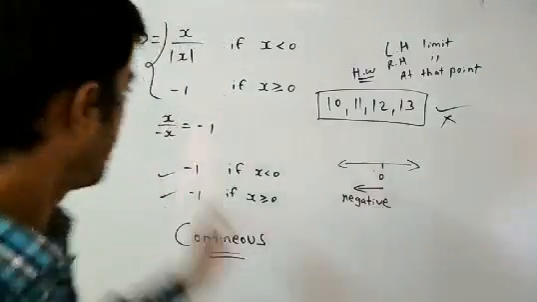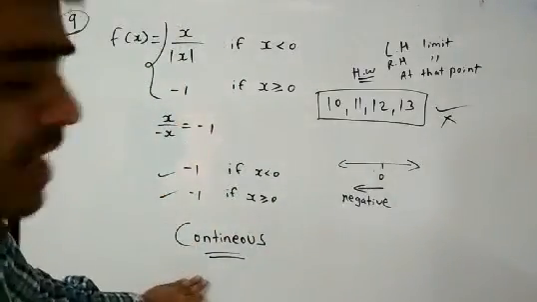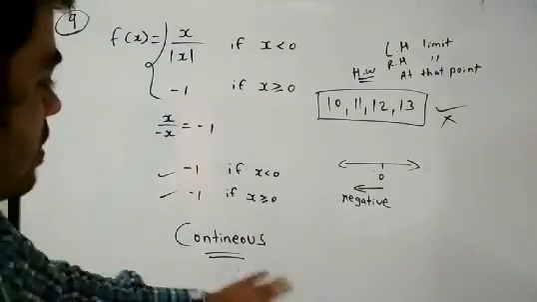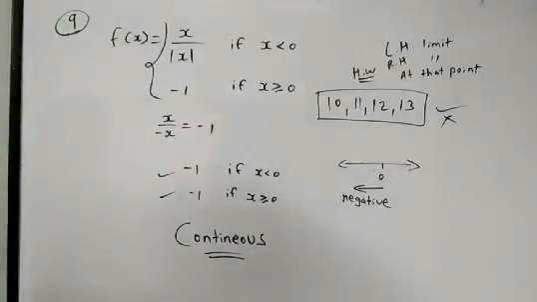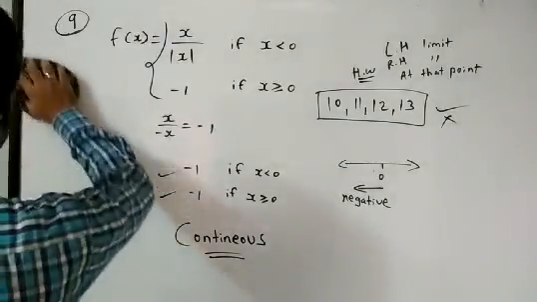So this is your question number 9. Here if you will apply that left hand limit, right hand limit and all, everything will be same only, so it is continuous. Okay, so question number 14. Question number 14 we are going to see now.